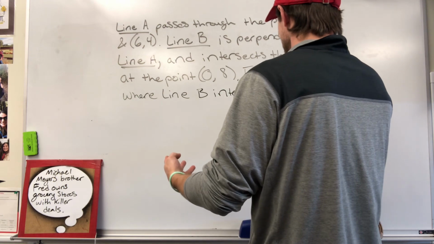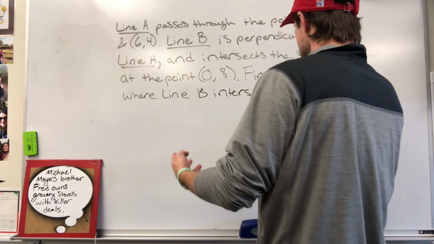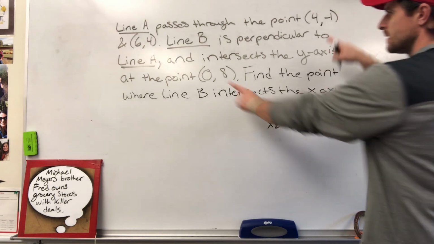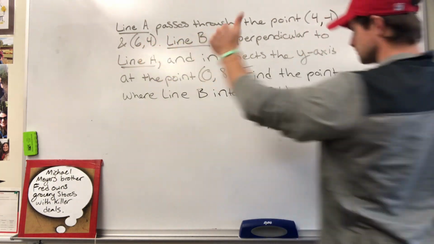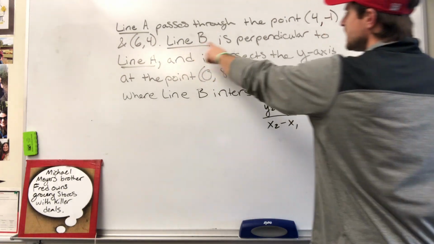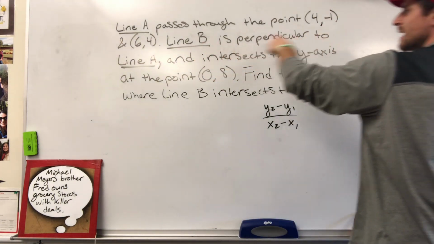I'm going to write that down right now before we get started. Remember, this is our slope formula. This is how we find the slope of any given line if we're given 2 points. Okay, put that down. I might be using that. Line B is perpendicular to line A.